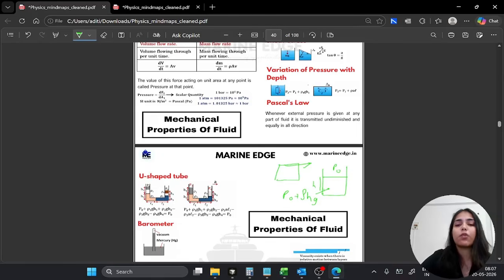Next, we have Pascal's law. What does that say? Whenever there is an external pressure that is given at any part of the fluid, it is transmitted throughout the liquid undiminished.